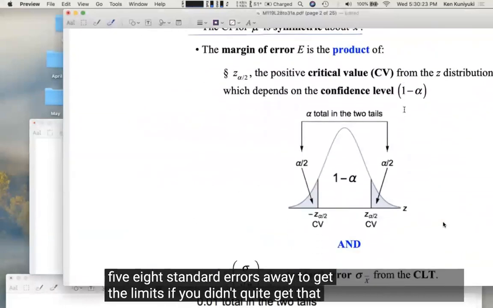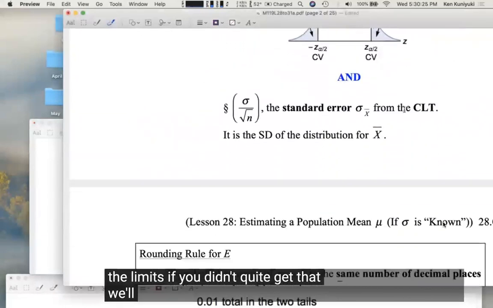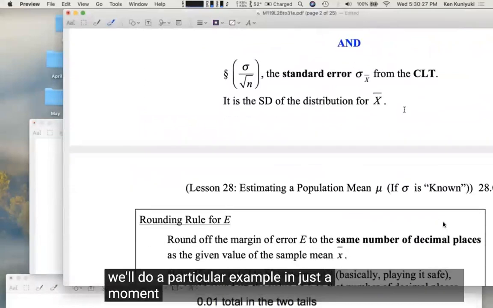If you didn't quite get that, we'll do a particular example in just a moment.